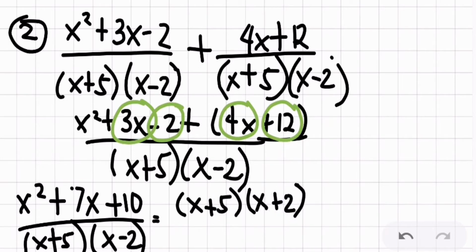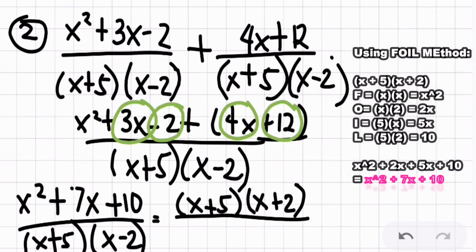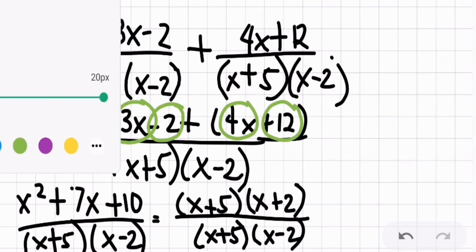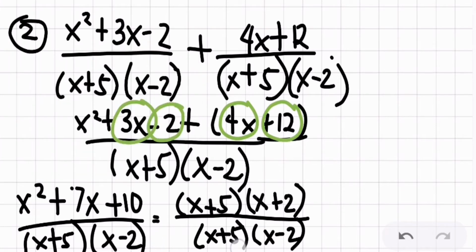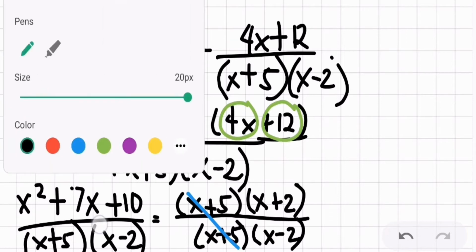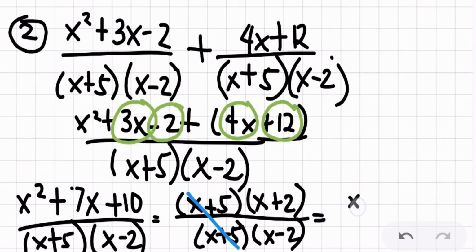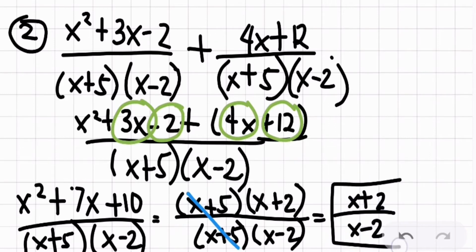Now, why not negative 5 times negative 2? Again, our goal is positive 7x. So what we need to use are both positive instead. So all over x plus 5 times x minus 2. Now look at our factors. We can now cancel out one pair of x plus 5. So we will be left with x plus 2 over x minus 2. And this is now our final answer.